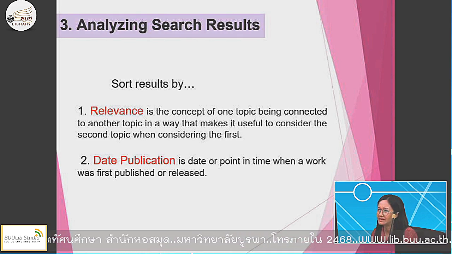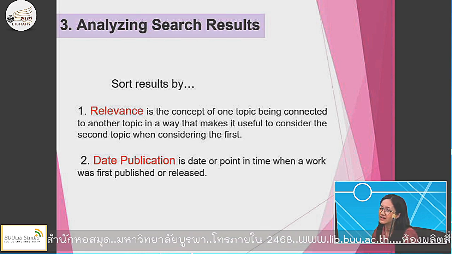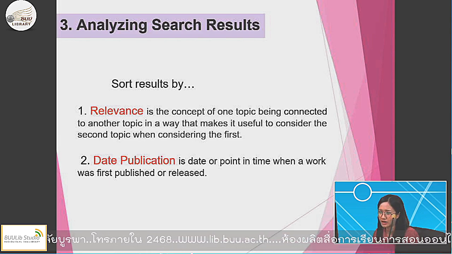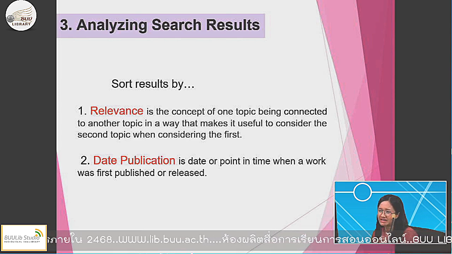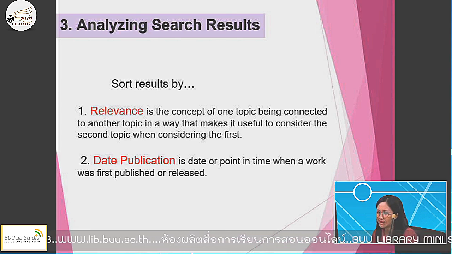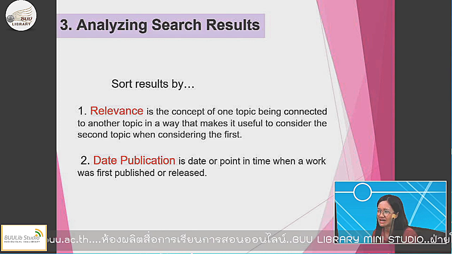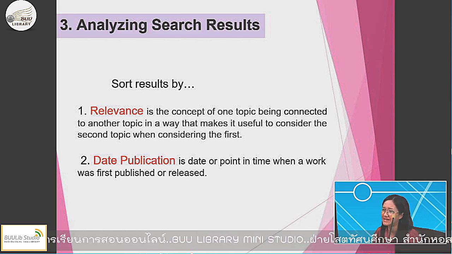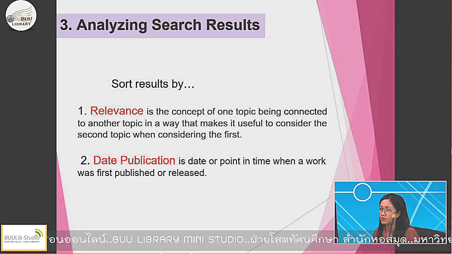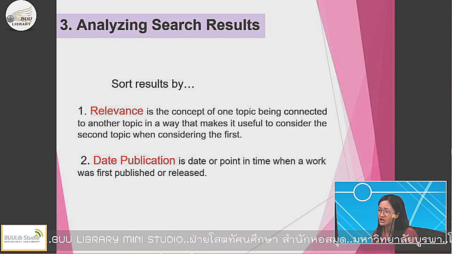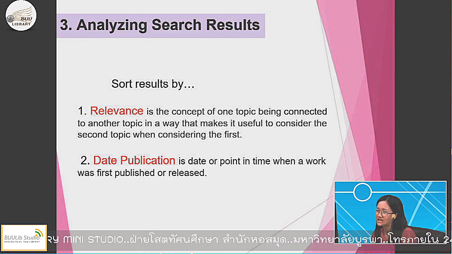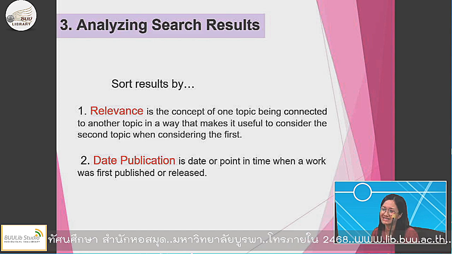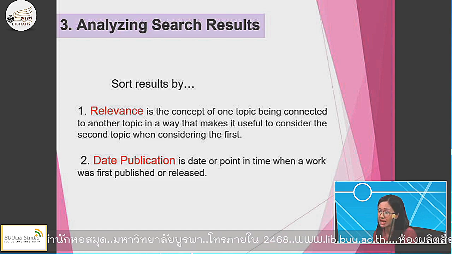The third step is analyzing the results. After you refine, you have to decide how to sort the results: by relevance, by the newest, or by the oldest one. For example, relevance. If you select this, it means the concept of one topic being connected to another topic in a way that makes it relevant. So it can be the topic that relates to the topic that you typed, or the keyword.